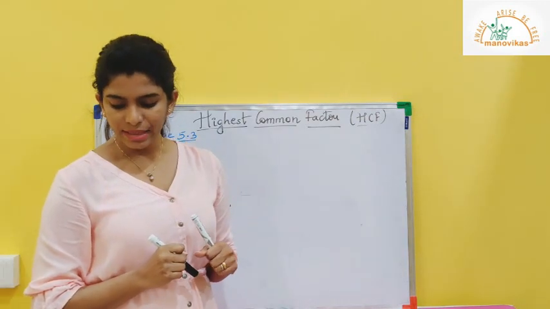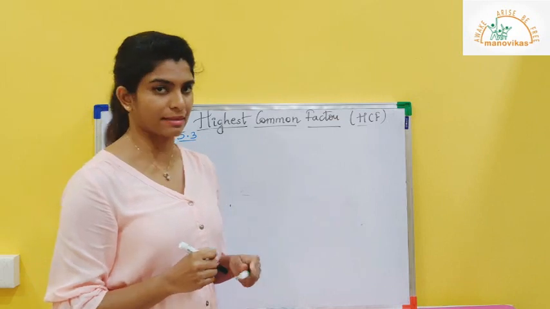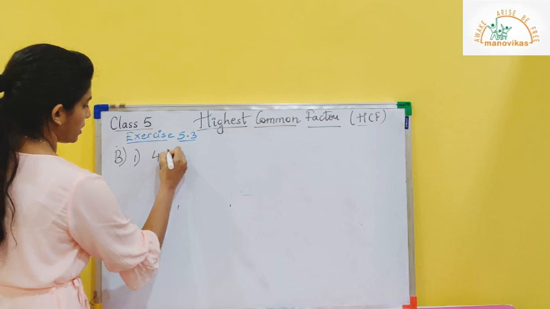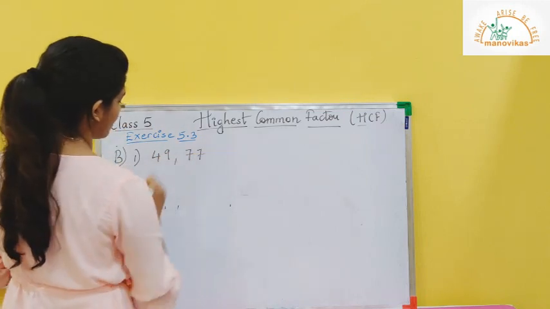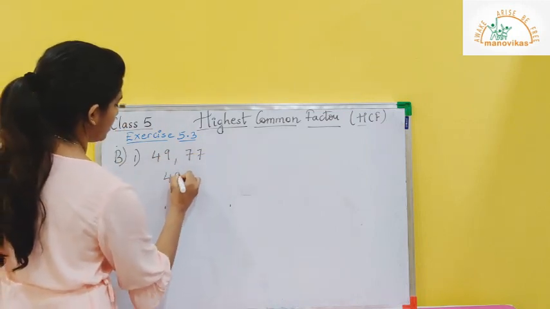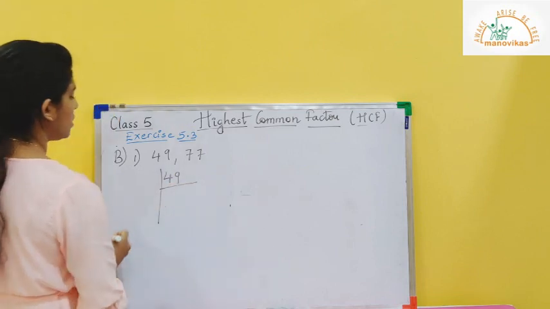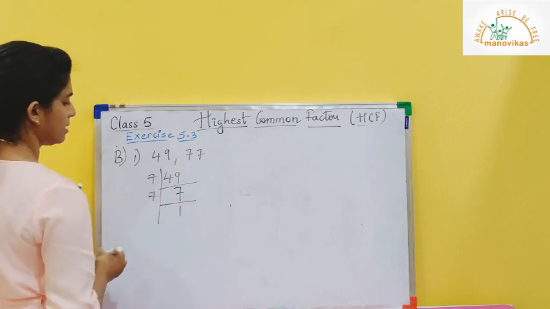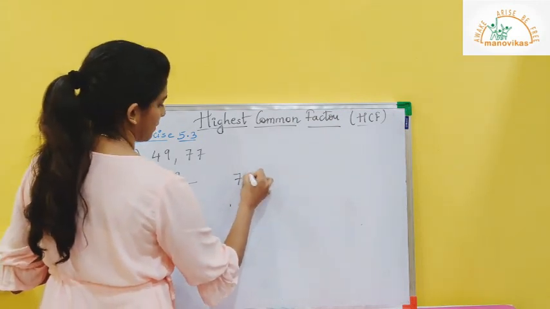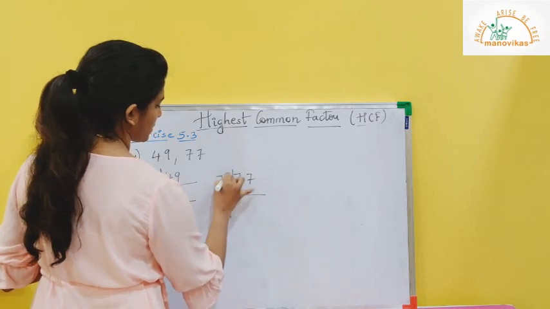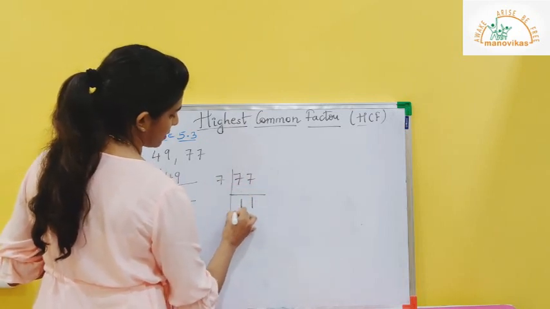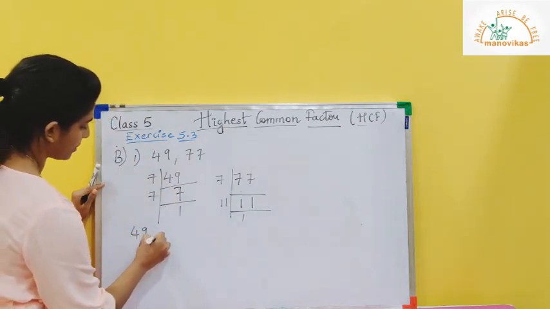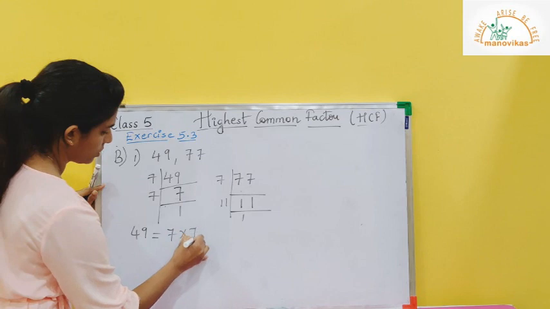Question B. Find the HCF by the prime factorization method. The first one is 49, 77. So I write 49 here. 7 7s are 49, 7 1s are 7. Next number is 77. 7 1s are 7, 7 1s are 7. I got 11, 11 1s are 11. Write the prime factors here. 7 into 7.